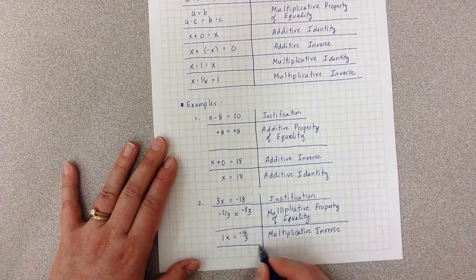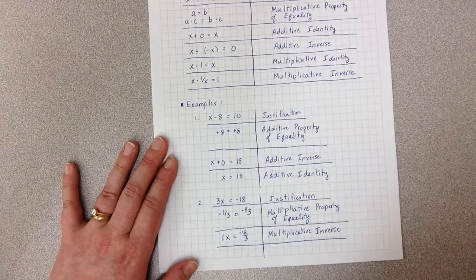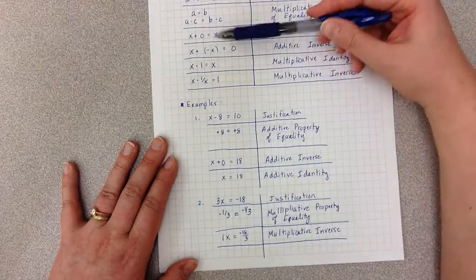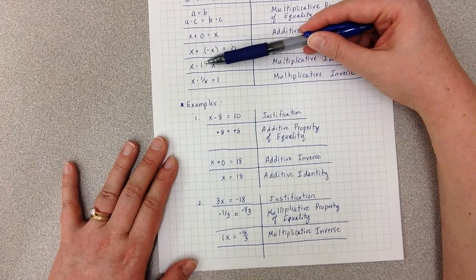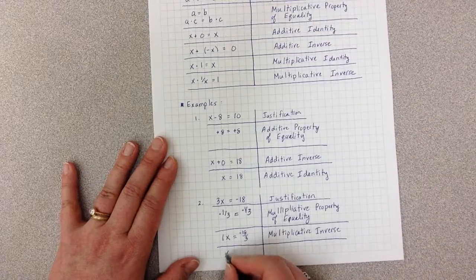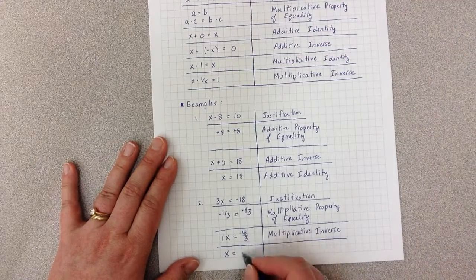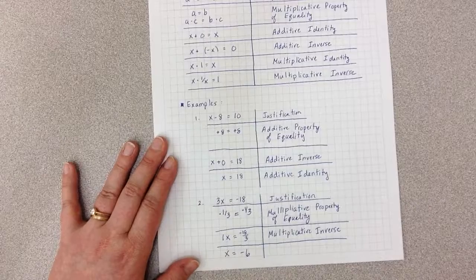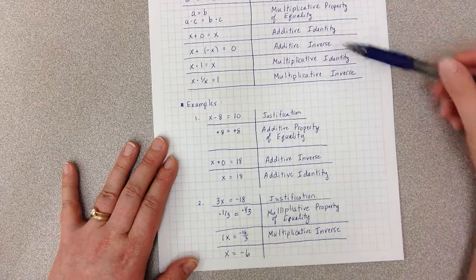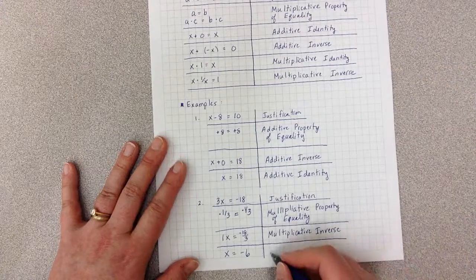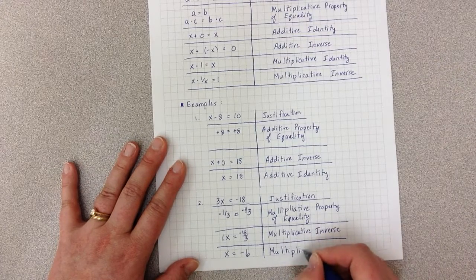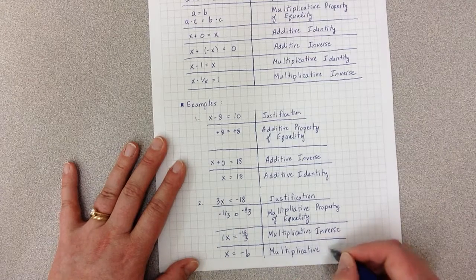And my last step is to recognize that I'm left with this 1 times x. Remember, 1 plays a really special role in multiplication of numbers. 1 times any number is itself. So I have x equals, and I can simplify negative 18 over 3 to be negative 6. So again, I multiplied by 1. I kept it the same. I kept it identity, and it's multiplicative identity.